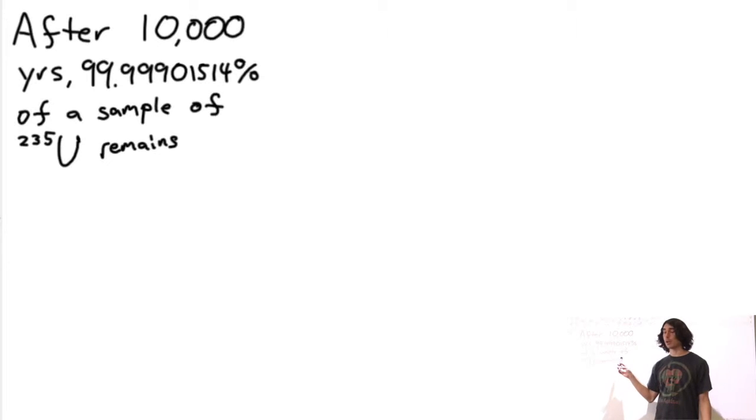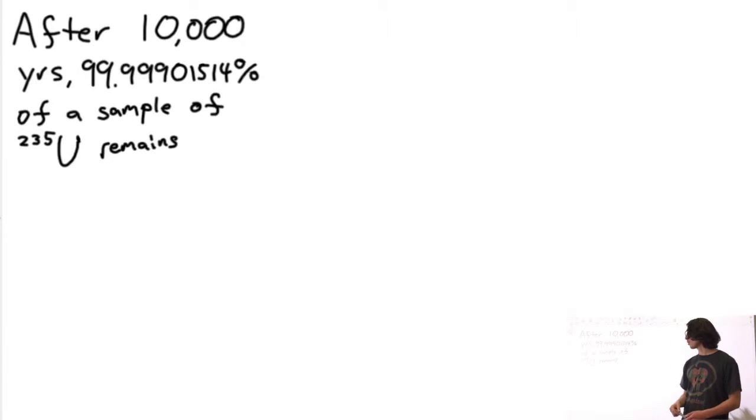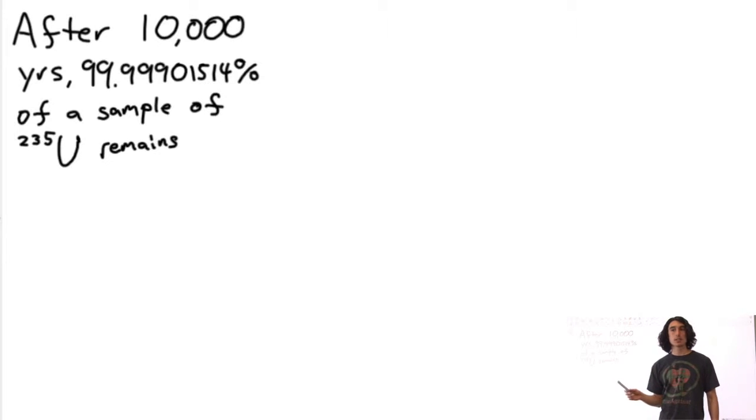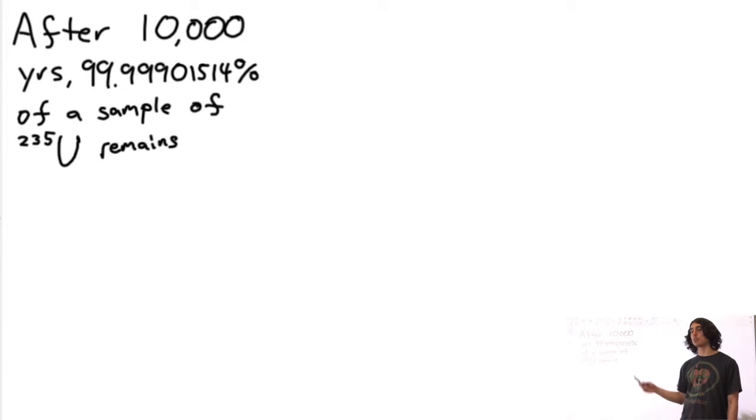So after 10,000 years, 99.999015114%, almost all of it, of a sample of U-235 remains. So we've lost a very small portion, but in some way we measured it, of this uranium, and we want to figure out what the half-life of uranium is. How long will it take for half of the sample to be gone, for 50% of it to remain?